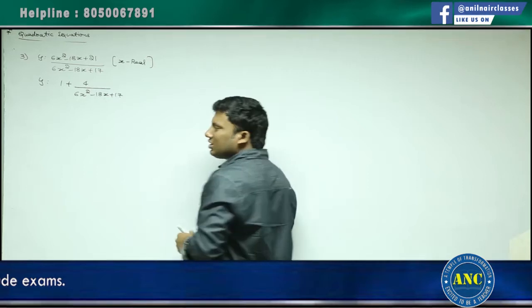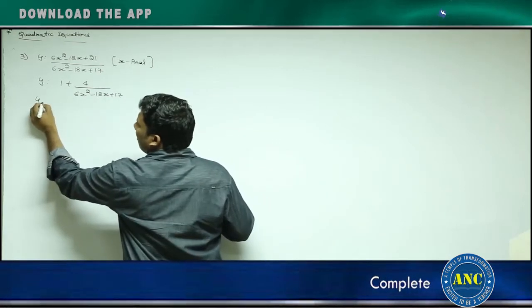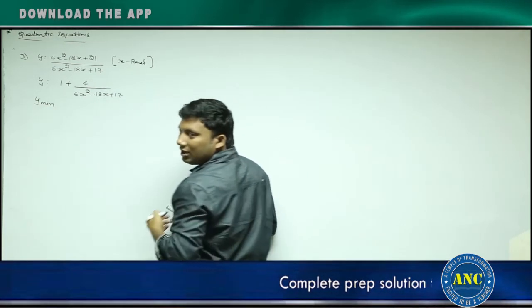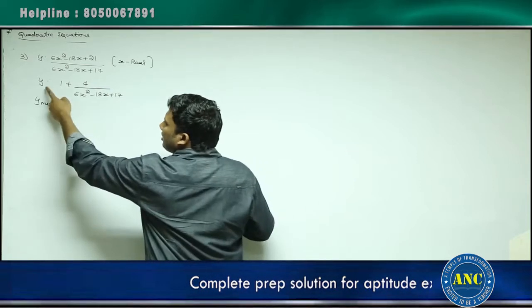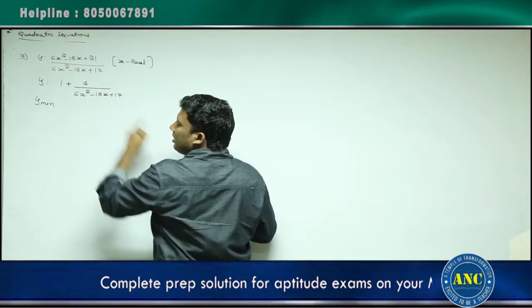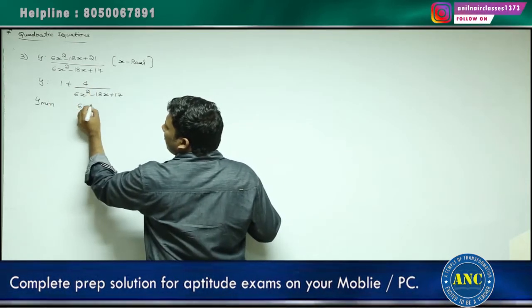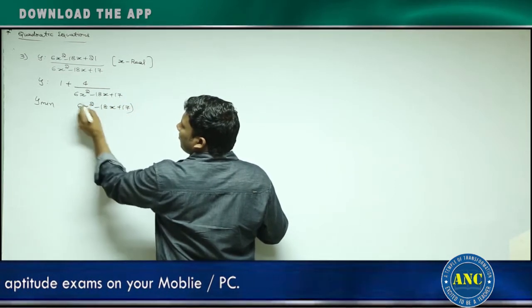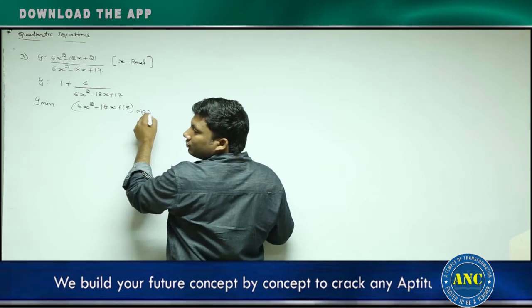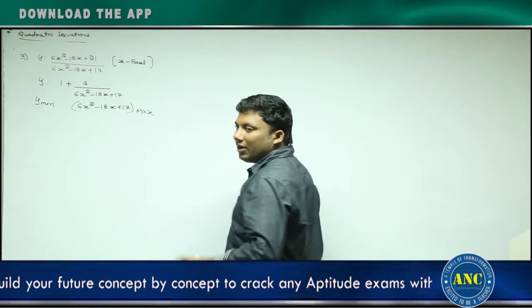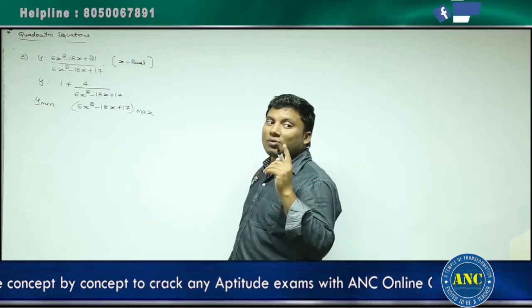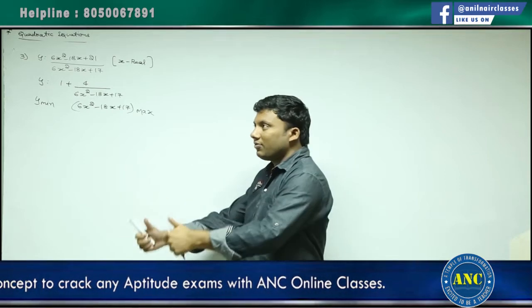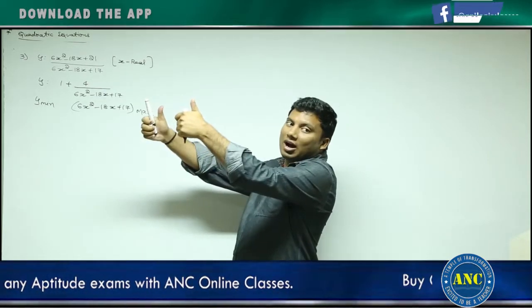What is he asking? This y should be minimum. That is the question, right? If y is minimum, this 1 is constant, this 4 is constant. What should 6x square minus 18x plus 17 be? This should be maximum. Yes or no? No. When a quadratic expression will have a maximum value, the graph should go downwards.